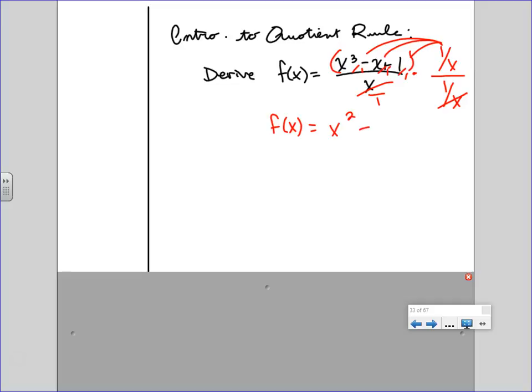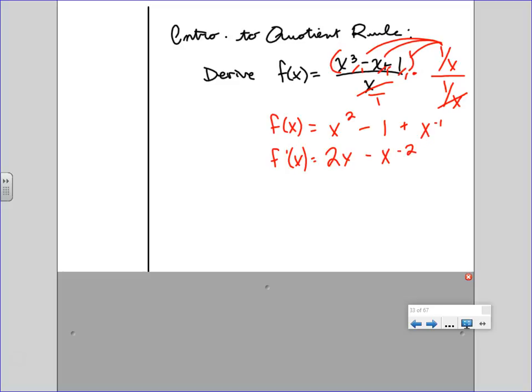Minus, what's x over x? 1. Plus, what's 1 over x? Why would I write it like that? What do we still need to do? Derive it. f prime of x is equal to 2x, easy, minus 0, easy, minus, bring down the 1, plus a -1. x to the, what's -1 take away 1? -2.